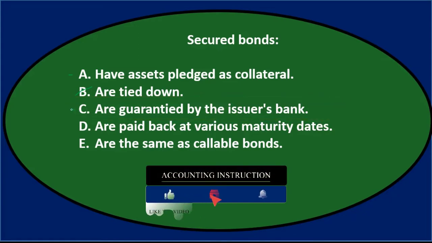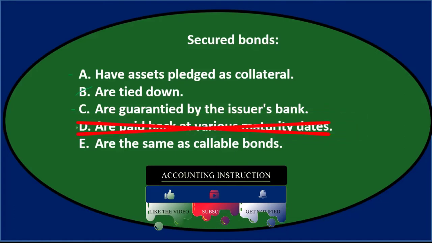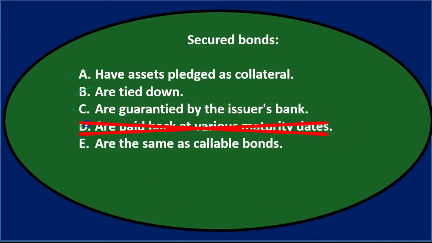That would be nice. D says, are paid back at various maturity dates. Now that doesn't have anything to do with securing anything really, if they're paid off at different dates. And that's actually the serial bonds, so it's not D. And then E says, are the same as callable bonds. And again, I don't think secured bonds sound the same as callable bonds typically, so I don't think it's going to be E. So we're left with A and C.